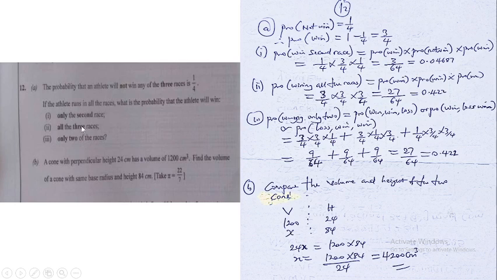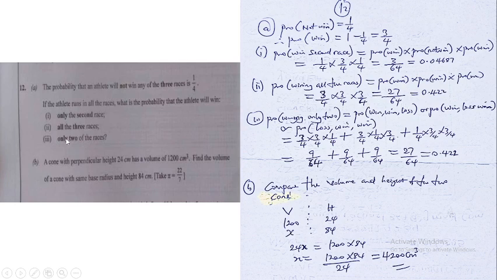Then the second one: what is the probability that the athlete will win all the 3 races? He will win race 1, race 2, and race 3. So that will be the probability of winning the first race multiplied by the probability of winning the second race multiplied by the probability of winning the third race. And that will be 3/4 times 3/4 times 3/4. That gives us 27/64 as well.